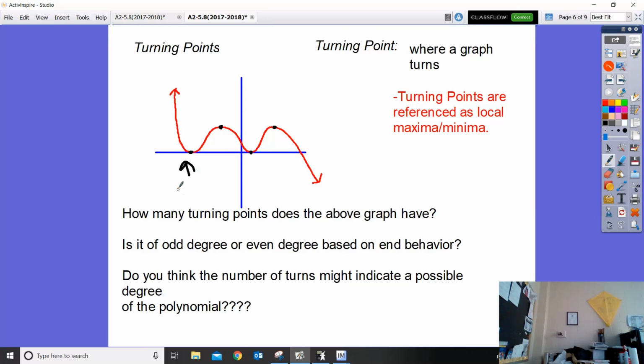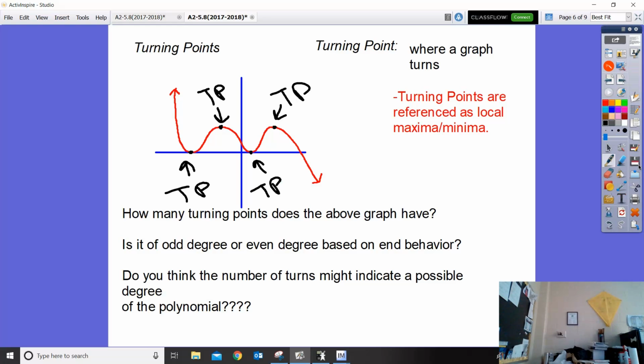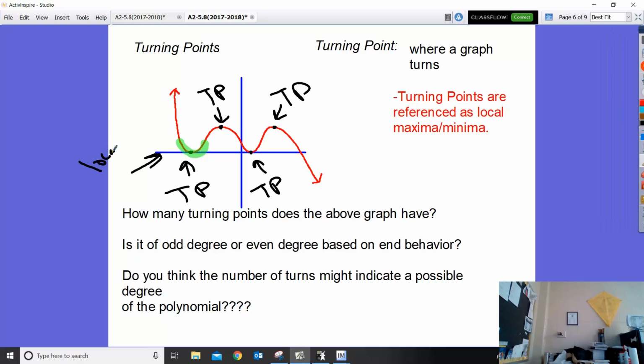If you need me to point it out, I can. That's the turning point. We'll abbreviate it TP. There's turning point, there's turning point, and there's one. Now, in math, we use the term local max or local min. That guy right there we call a local minimum, because in that region of space, he is the lowest value. Okay? This guy right here, I would call a local what? Maximum.